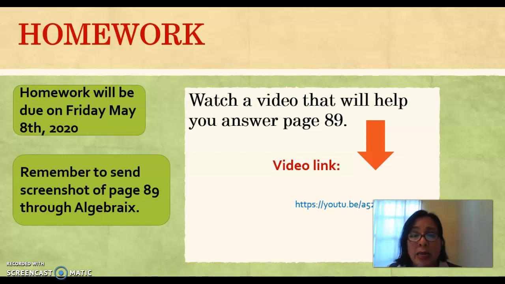So you will answer this page 89, and you will send it to me through Algebraize on May 8th. It's a Friday, May 8th, 2020. I will be expecting your homework, and I hope you do a great job.